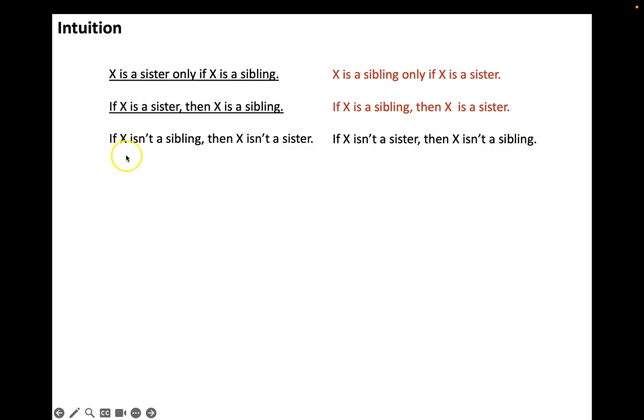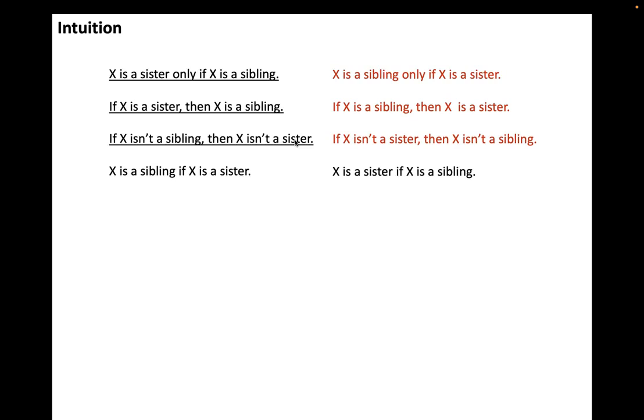In contrast, if X isn't a sibling, then X isn't a sister is true, because that says, look, if you're not a sibling, you can't be a sister, which of course is right, because in order to be a sister, you have to be a sibling. So that one's true, and the one on the right is false. Let's do one more pair. X is a sibling if X is a sister. I want you to think about whether that's true. And X is a sister if X is a sibling. I want you to think about whether that's true.